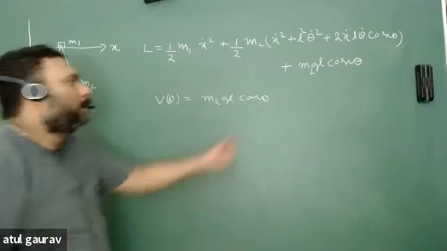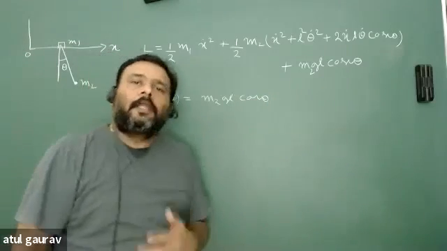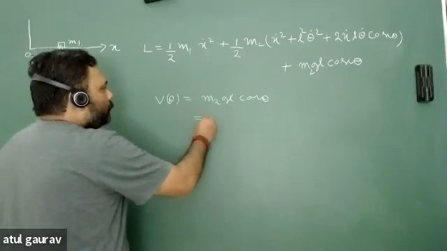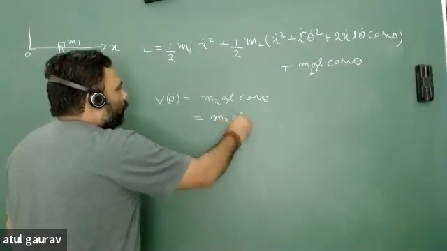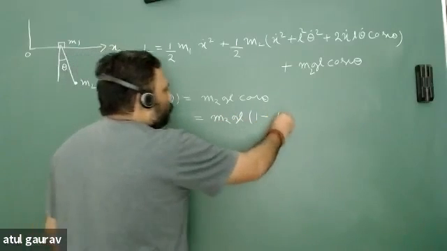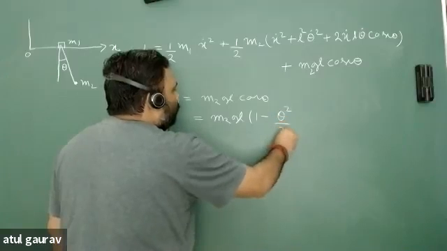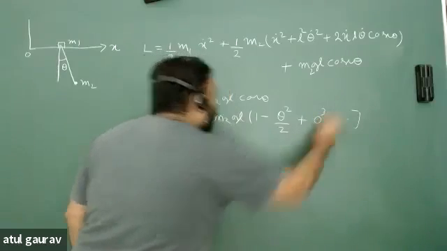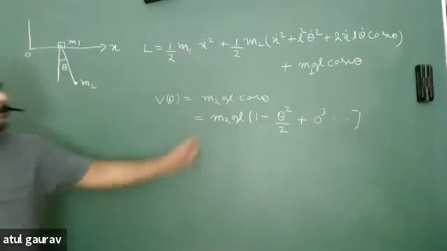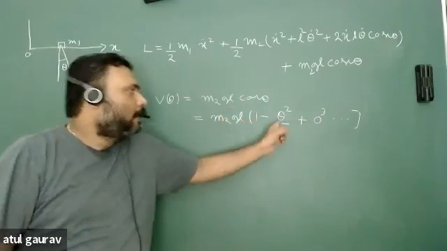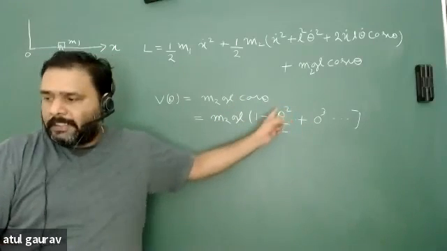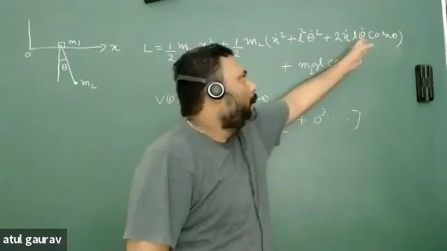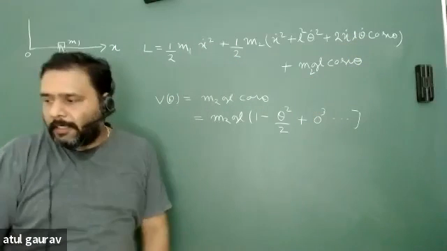For the small oscillation, theta is very small, but small up to where? So what will this cos theta be? It is m2gl times 1 minus theta square by 2 plus order of cube. For the small oscillation, we have to go to Taylor expansion up to the harmonic term. This is the wonderful thing. What are the generalized coordinates here? X and theta.